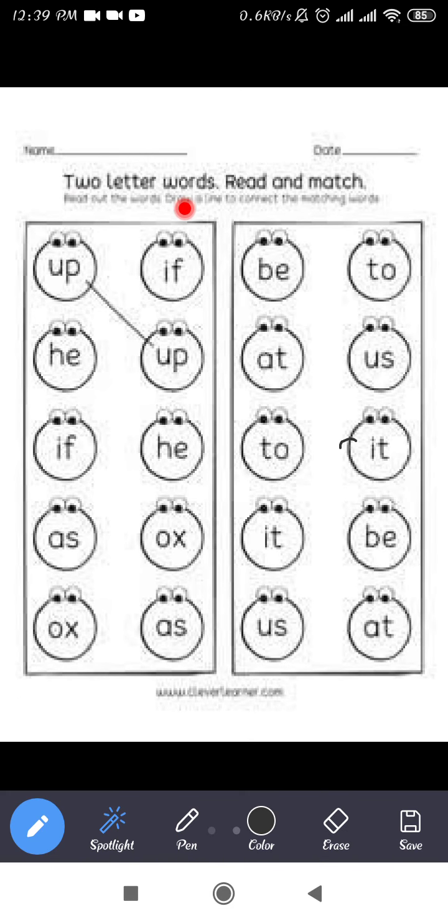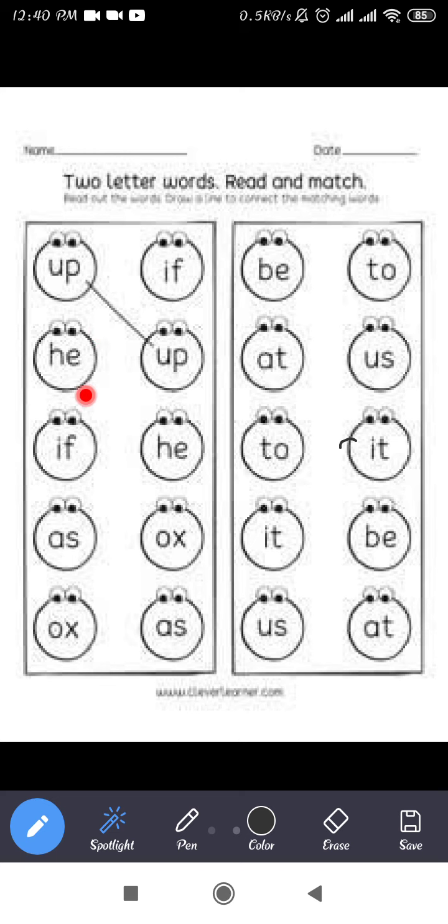Two-letter words, read and match. So what you have to do here? You have to read the two-letter word, find the similar one and then match it. Okay? So now look. First one is already done. U-P, up. Ye first row jo hai, first column usme U-P, up hai. Second column mein aapko search karna hai. Here it is U-P, up. और उसको मैच करना है, right? So first one is already done.